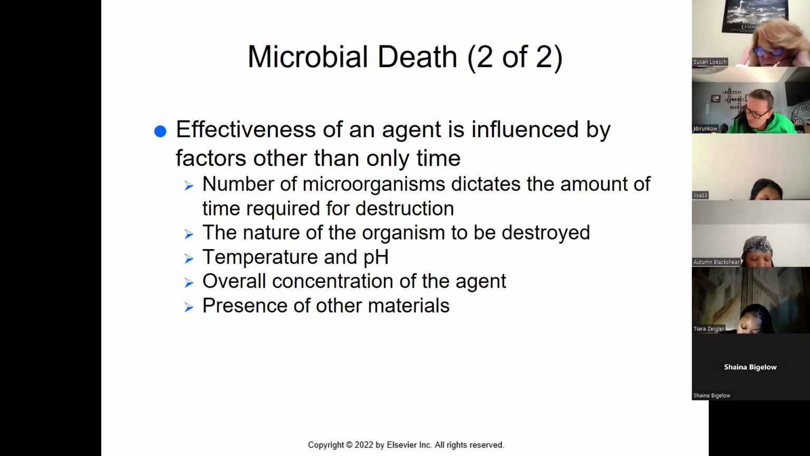The nature of the organism to be destroyed. So we talked about those biofilms, right? Everything has these biofilms on it. So we have to break those biofilms or get through those biofilms as well. Other contaminants can include vegetative organisms and spores. Any target population that contains more than one organism can cause a broad spectrum of resistance.